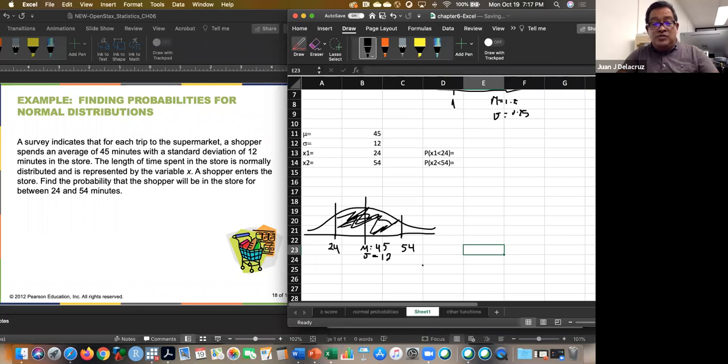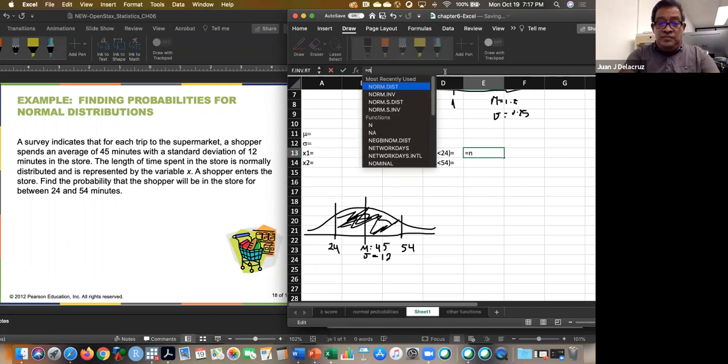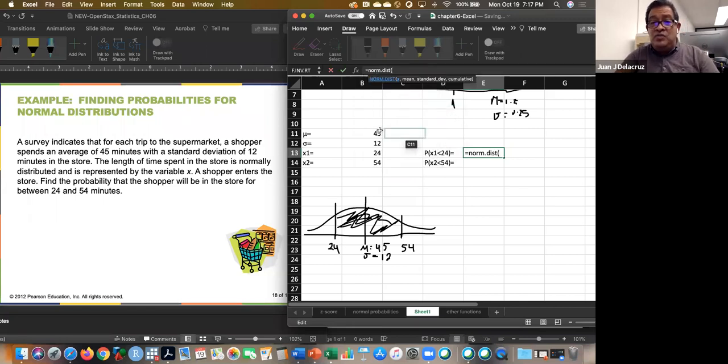So what should I do? So remember, we have these values. Here, I'm going to use equal NORM.DIST located between 24, comma, my mean is 45, comma, my standard deviation is 12, comma, and then TRUE, right?